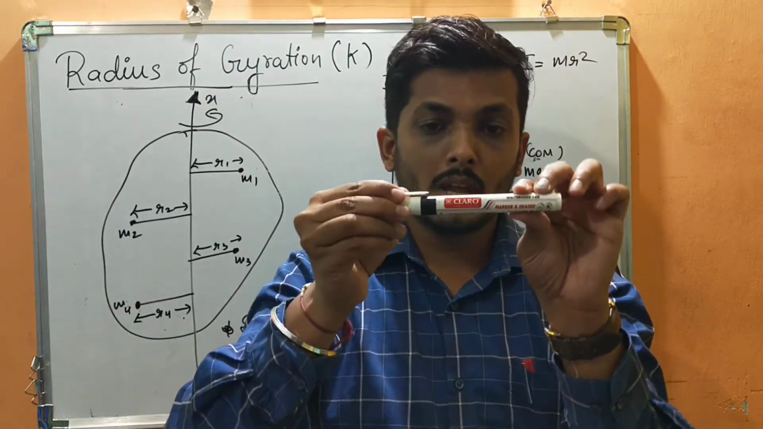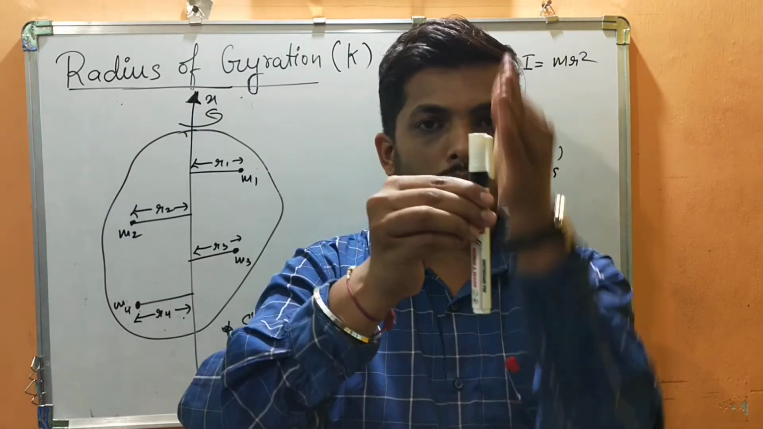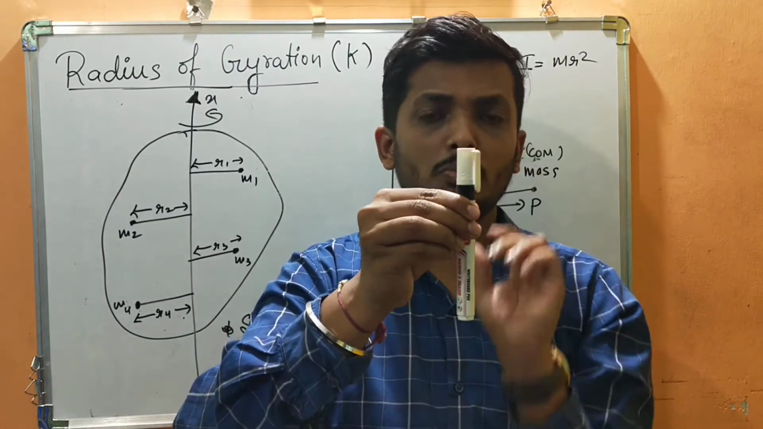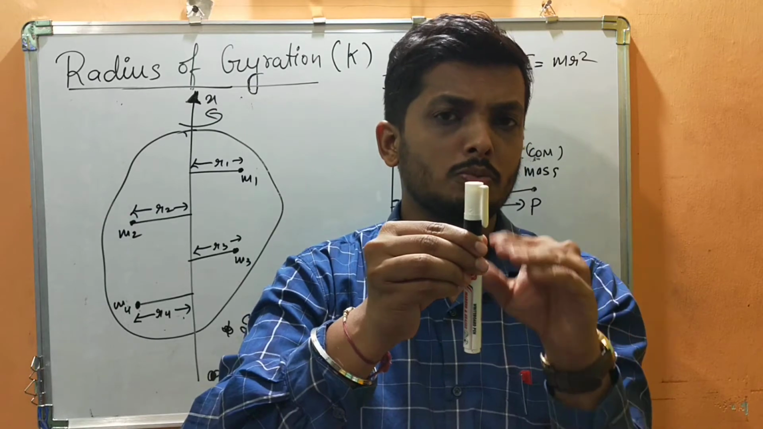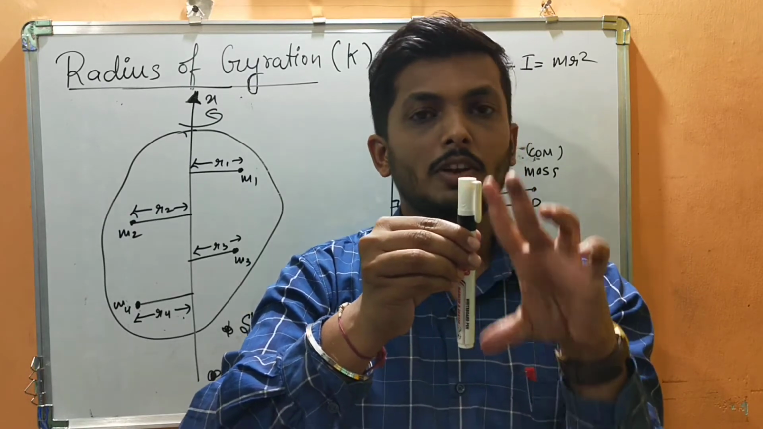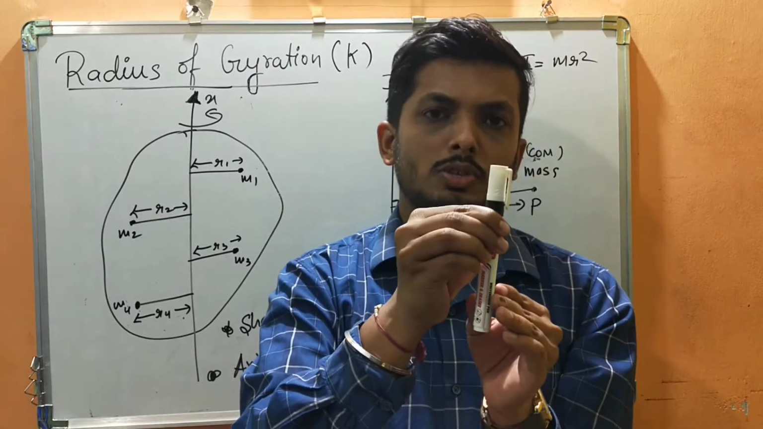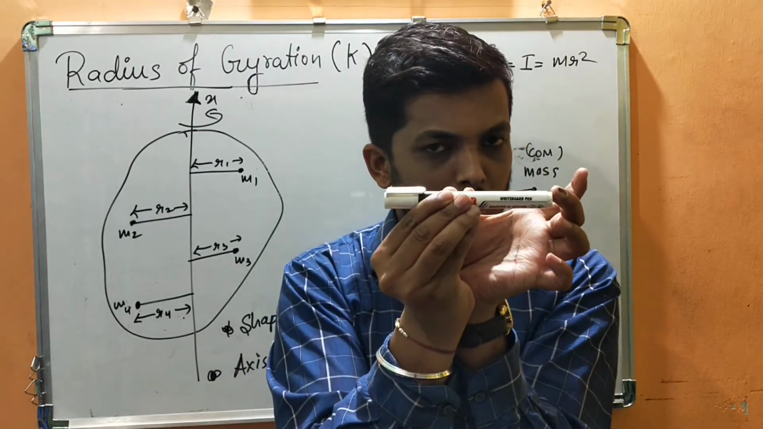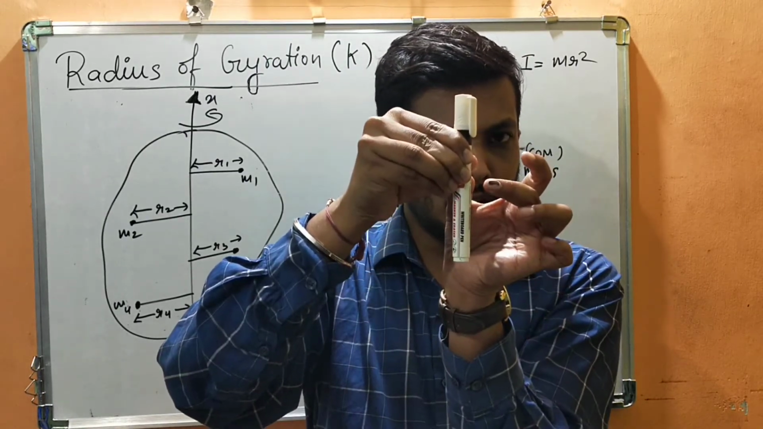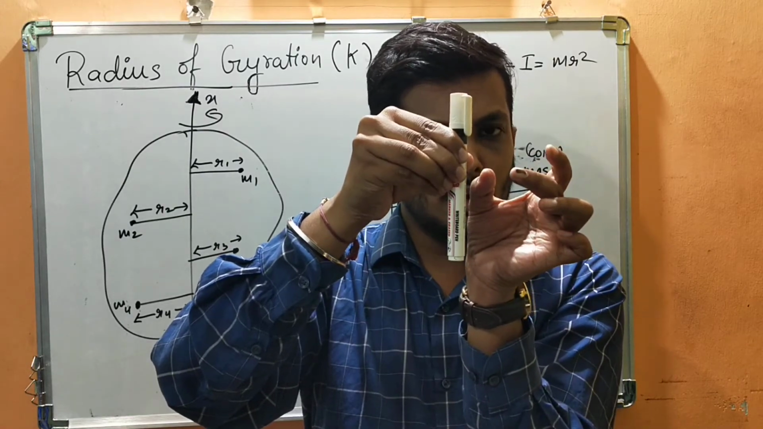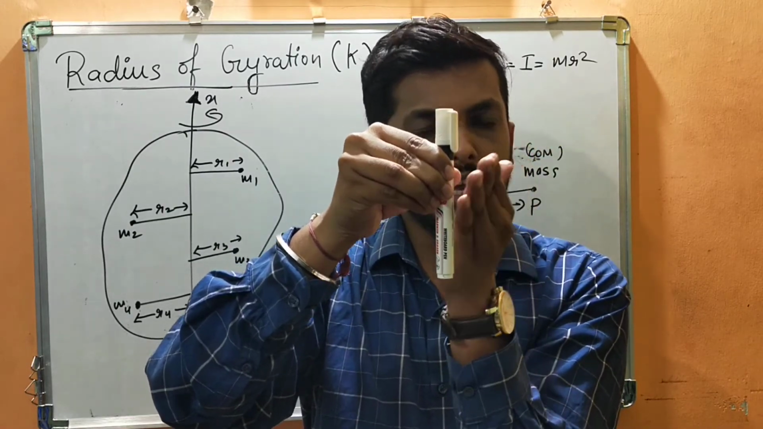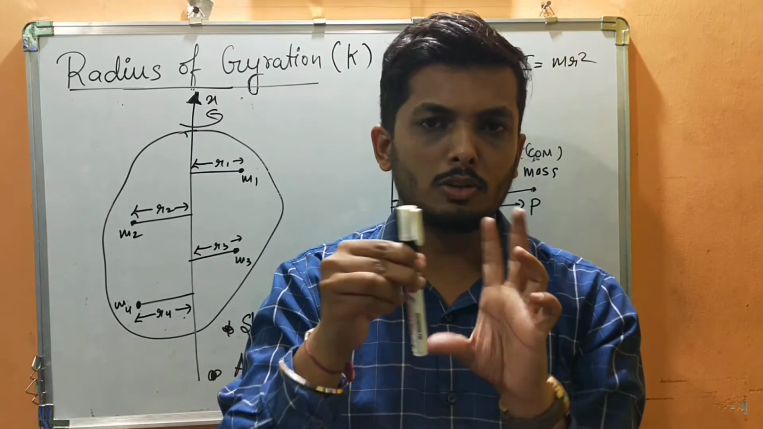Now what do I do? I align this marker along with the axis of rotation. So in this case, will moment of inertia be greater or smaller compared to the first case? Definitely it will be smaller. Why? Because the r has reduced. Initially the r was this much. Now when I align them, the r has become less. So when r has become less, definitely moment of inertia also becomes less.